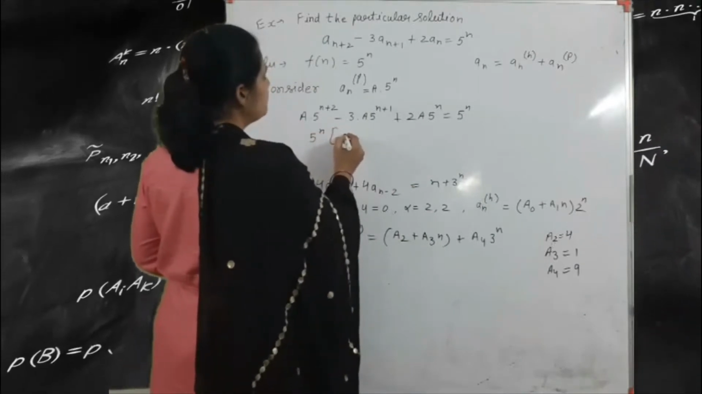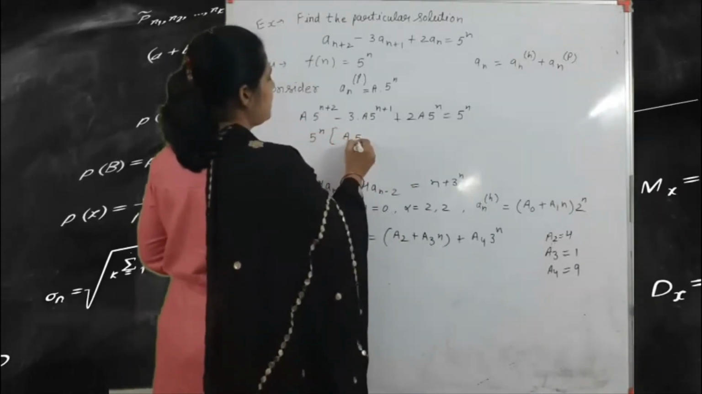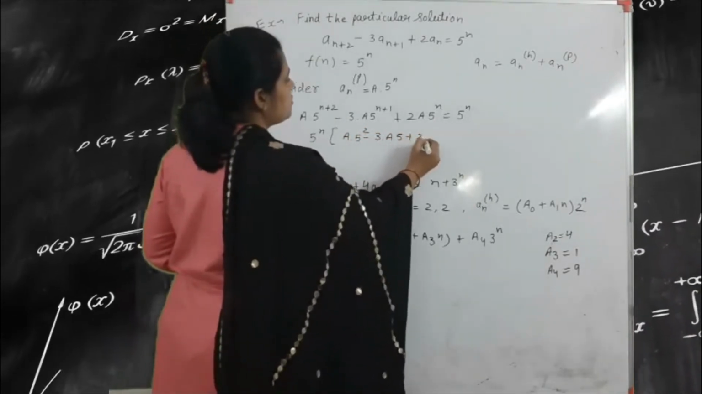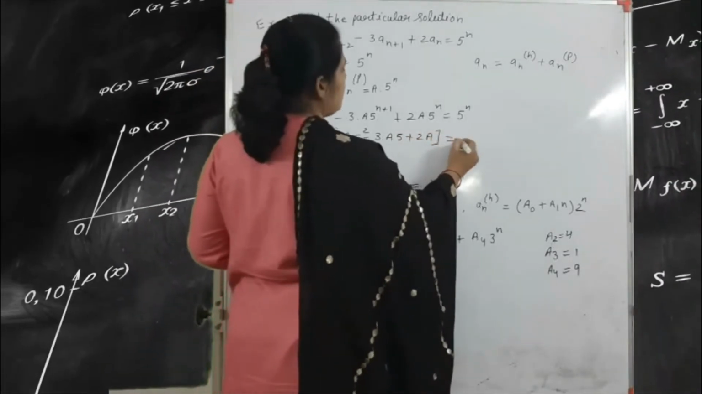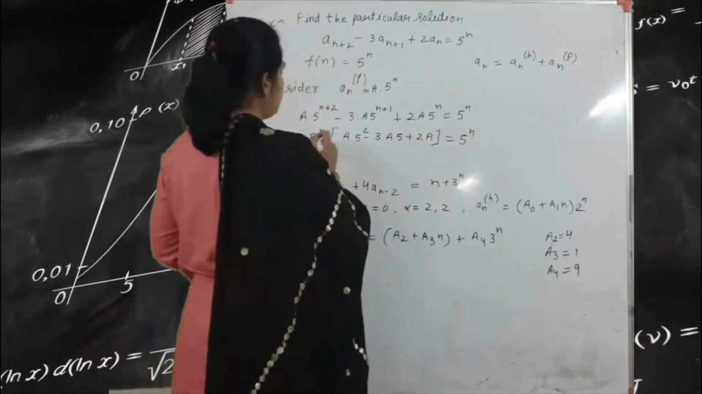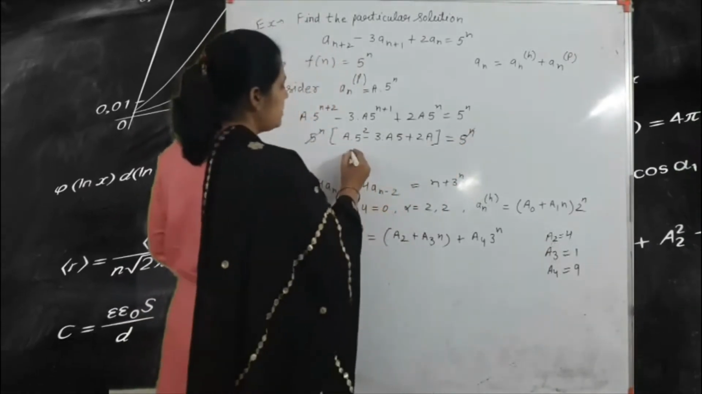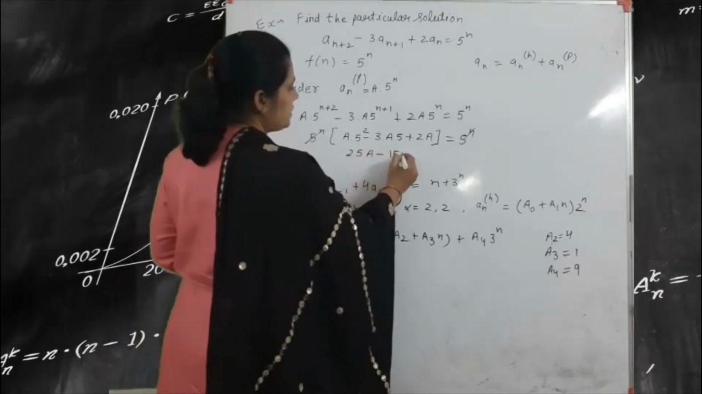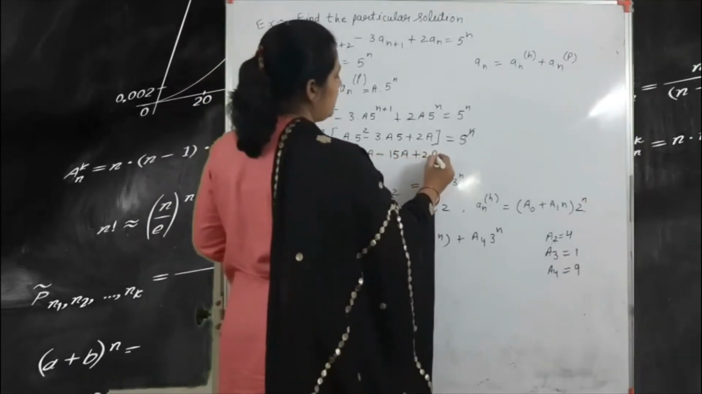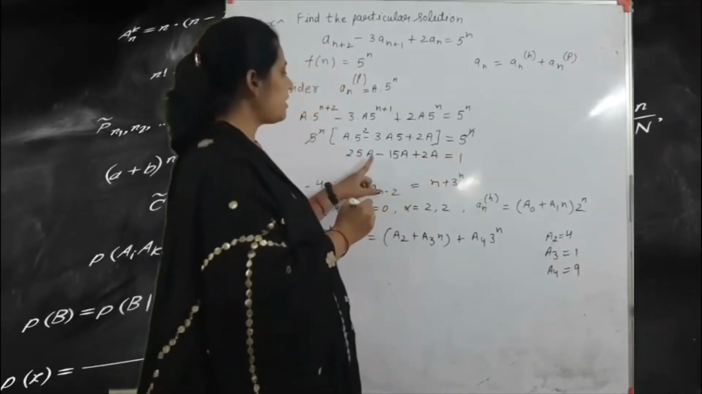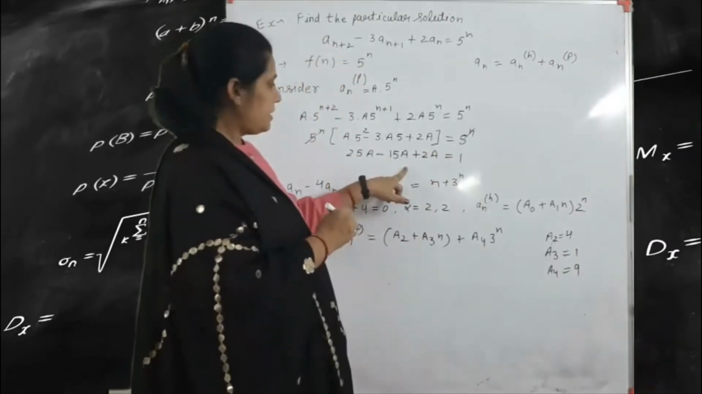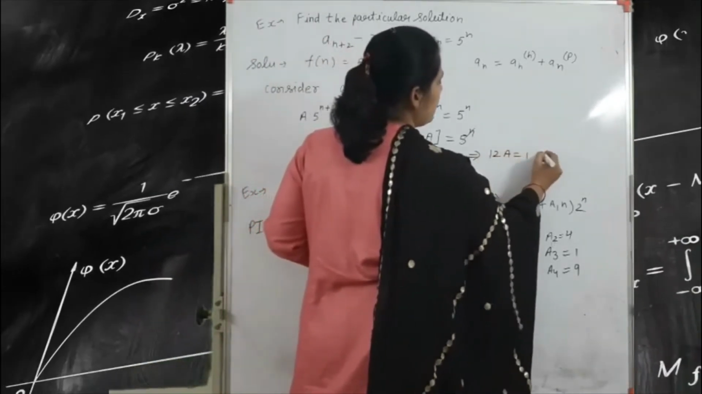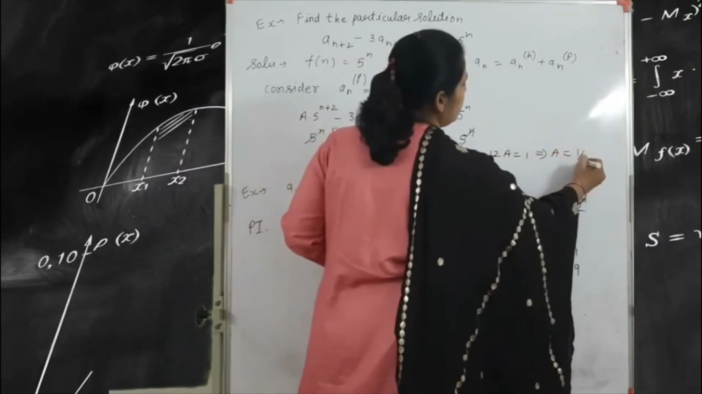So in the remaining, a·5² − 3a·5 + 2a is equal to 5 raised to the power n. So here we can take 5 raised to the power n out. Simplify this equation. So we have 25a − 15a + 2a is equal to 1. So 25 − 15 means 10, plus 2 means 12a. So here 12a is equal to 1, that means a is equal to 1/12.